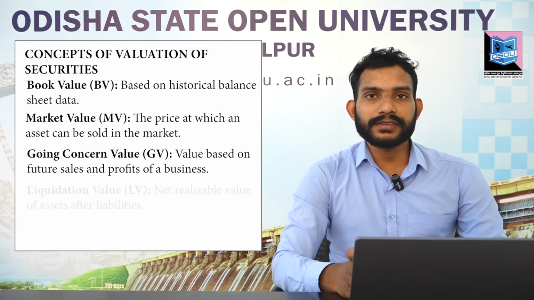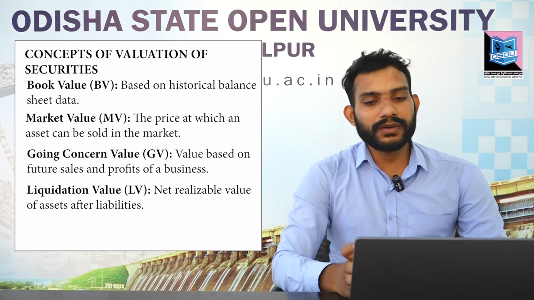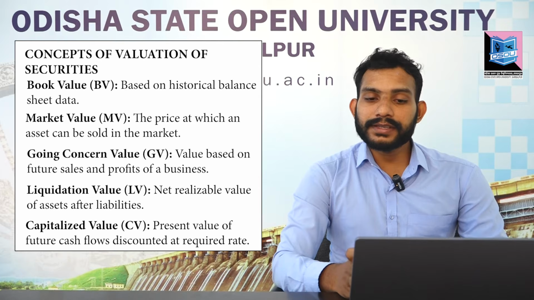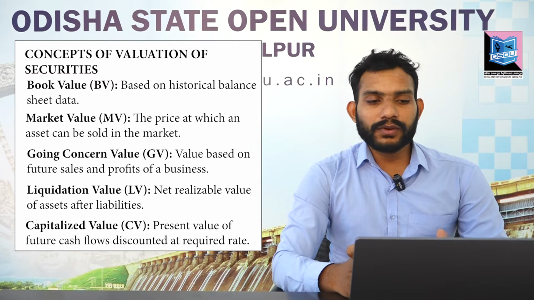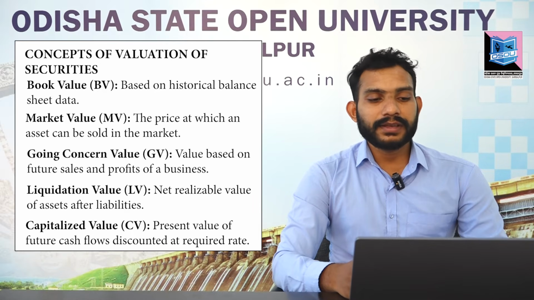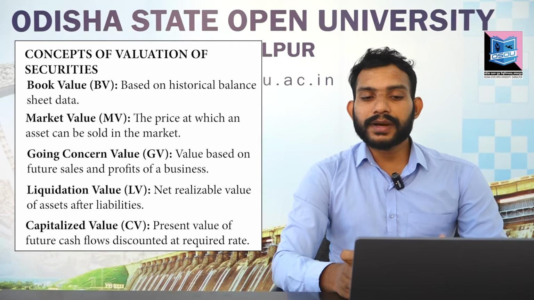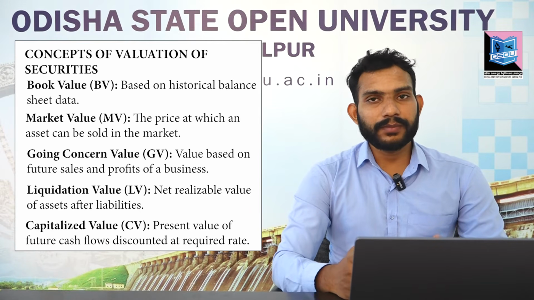Lastly, there is liquidation value. This is what the company would be worth if it were closed and its assets were sold off. You subtract the liabilities from the total asset value to see what would be left. It's kind of a worst case scenario of valuation. Each of these gives investors a different perspective depending on the situation, whether you are buying, selling, or just analyzing a company.